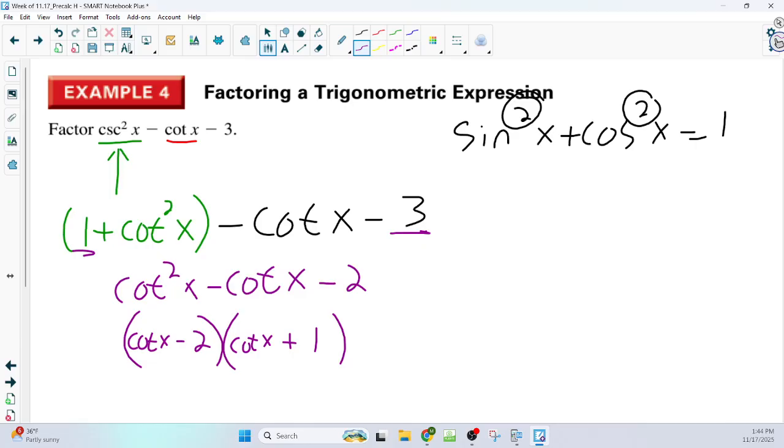We had the stuff we did in example 2 and the stuff we did in example 3 mixed into one problem. We had to simplify it into one trig function, then factor it. We factor it as if it's not trig. We just pretend it's not trig.